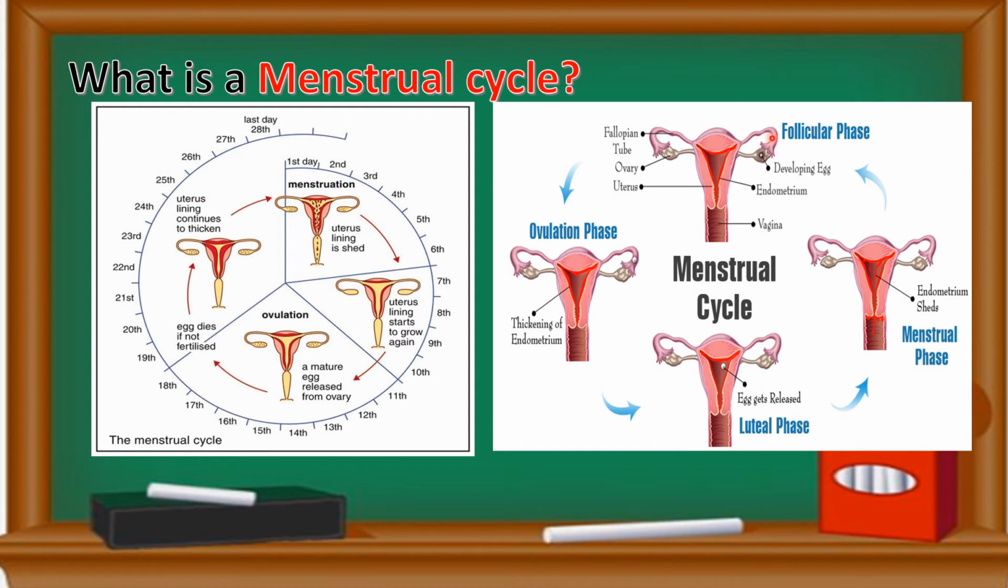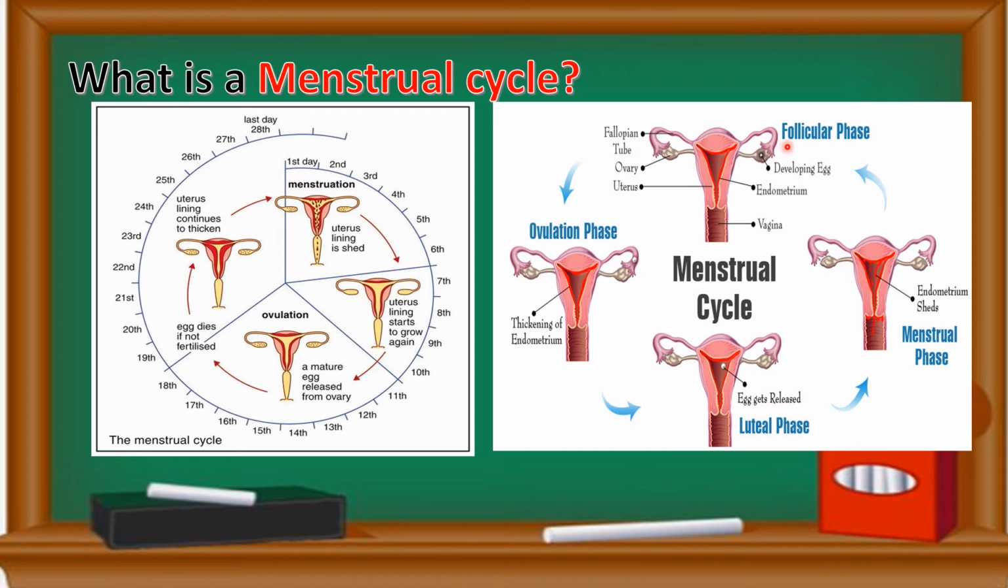Okay, so during this menstrual phase, the endometrium sheds. That's why there's bleeding, because this endometrium contains blood. Those are the blood vessels here. So during menstruation, this endometrium sheds, and that's why there's blood flow.